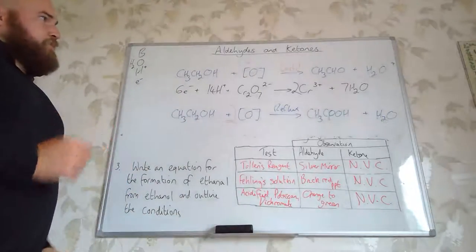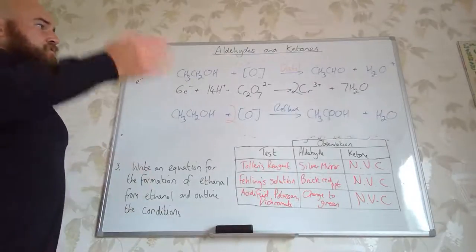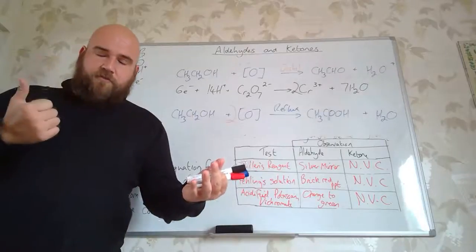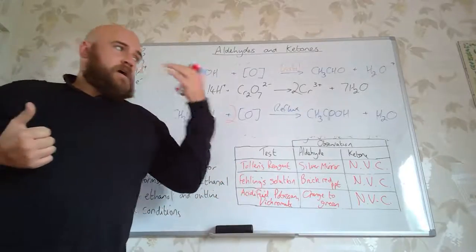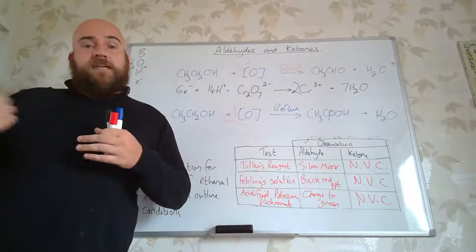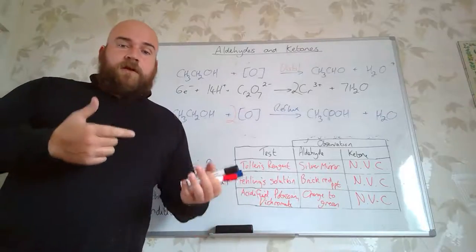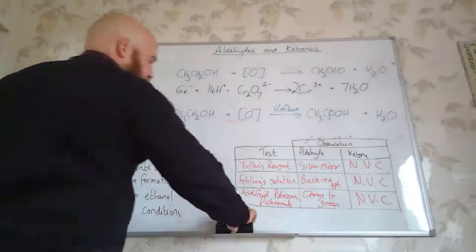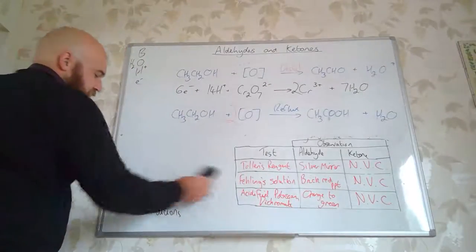Okay, so let's look at the reverse processes then. So we know that we can oxidize our primary alcohols to aldehydes, and we can oxidize secondary alcohols to ketones. But we can then reduce them back to their original alcohols. And that's what we're going to have a look at now.